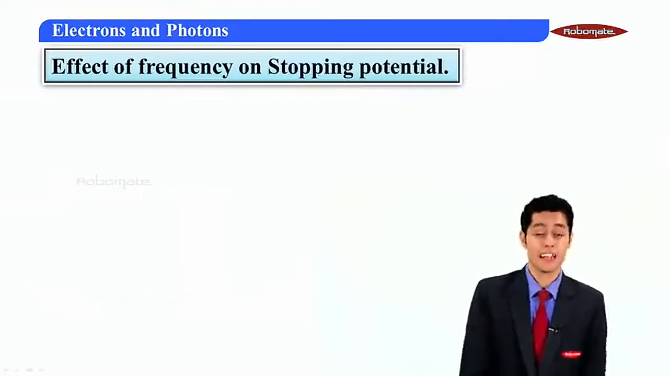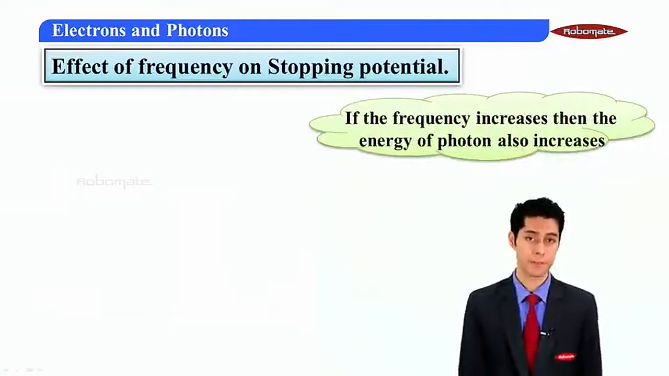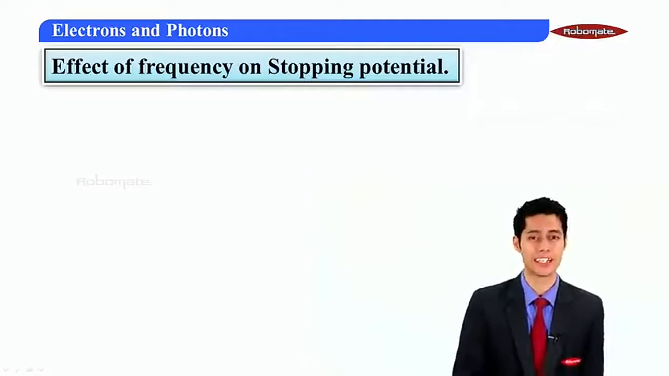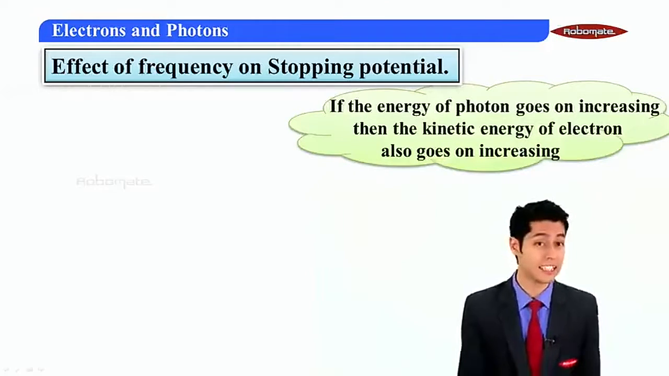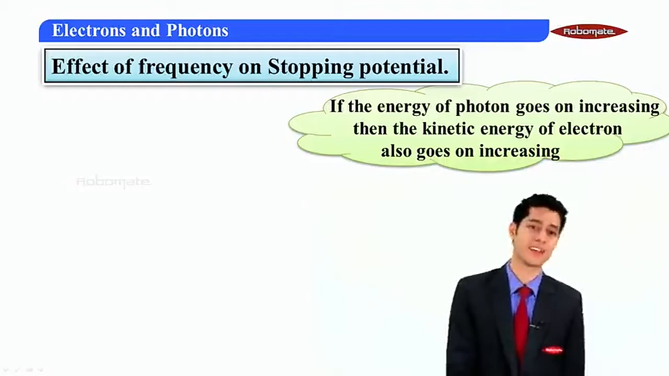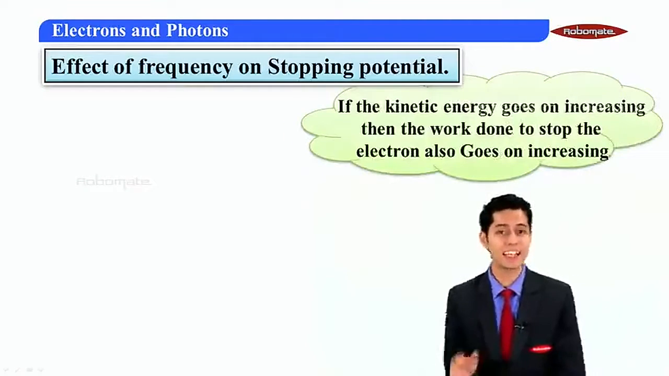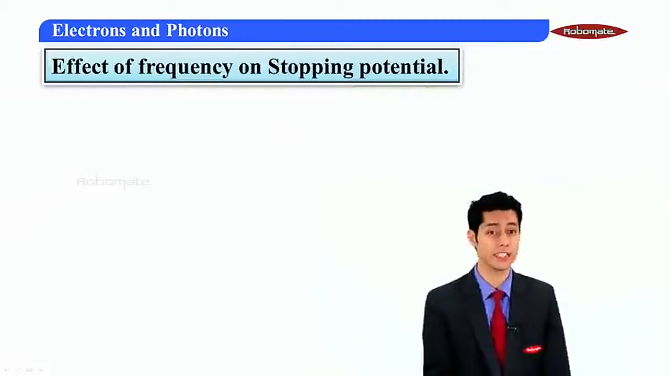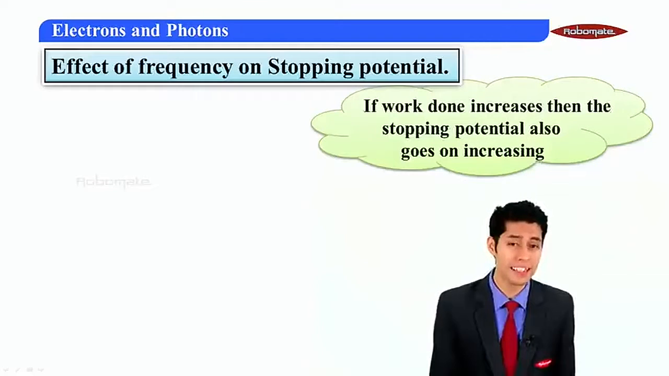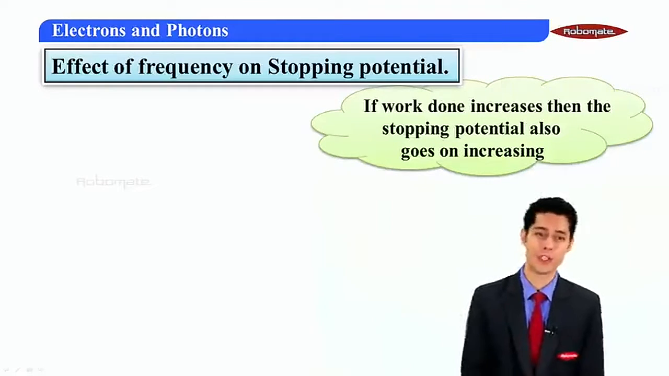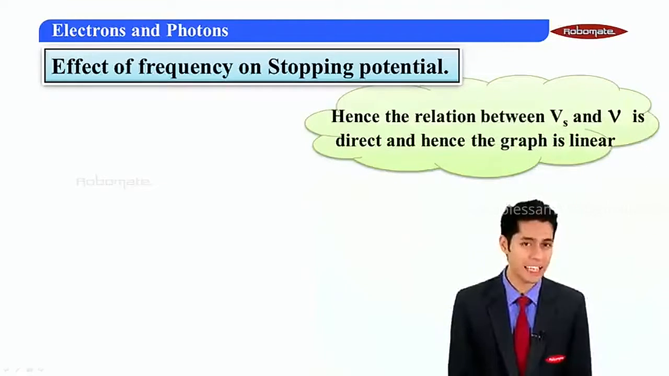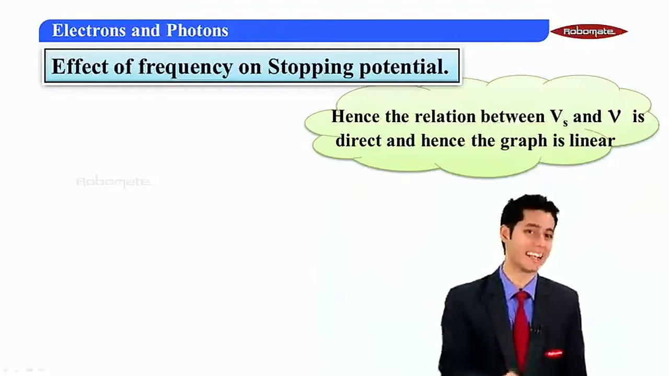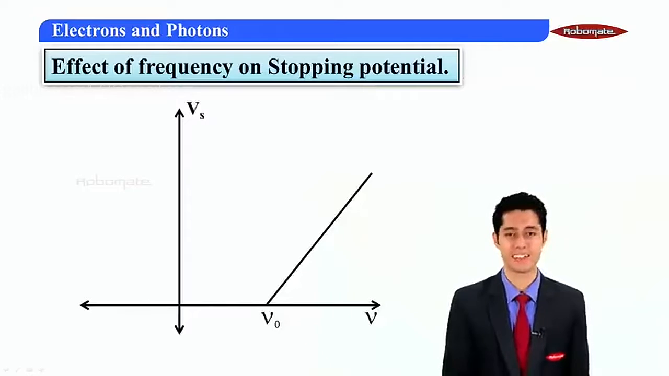The next graph shows the effect of frequency on the stopping potential. We know that if the frequency goes on increasing, then the energy of the photon also goes on increasing. If the energy of the photon increases, then the kinetic energy of the electron also increases. If the kinetic energy of the electron increases, then the work done to stop it must also increase. And if the work done to stop it increases, then the stopping potential should also increase. That means I can say that the relation between the stopping potential and the frequency is a direct relation, and hence the graph is a linear graph.